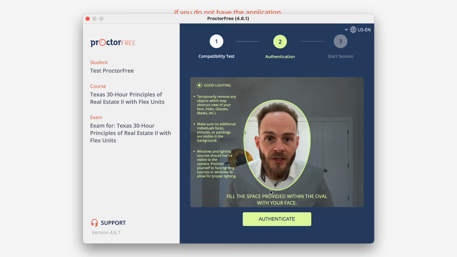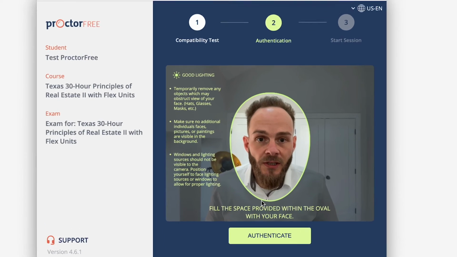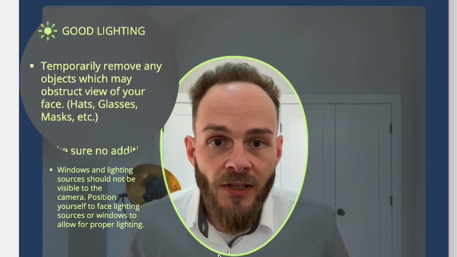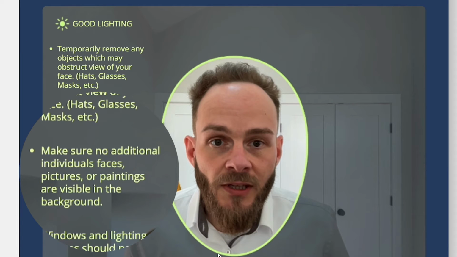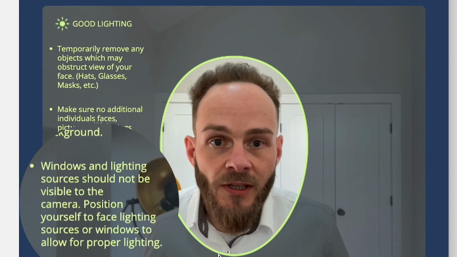The final step is to authenticate your identity, which requires scanning your face on camera. The left side of your screen lists all the requirements for verification, including temporarily remove any objects such as hats, masks, or glasses from your camera view. Make sure no individual's faces, pictures, or paintings are visible in the background. Position yourself so that your face can fully be seen in good lighting.